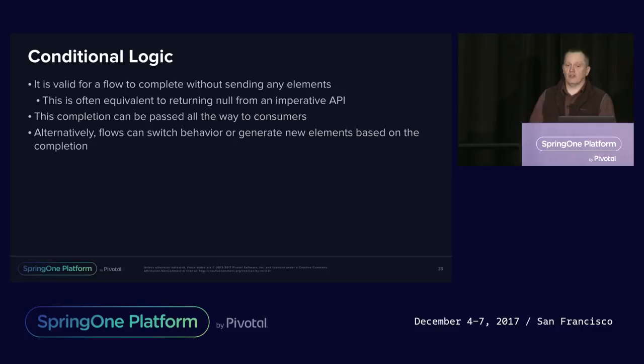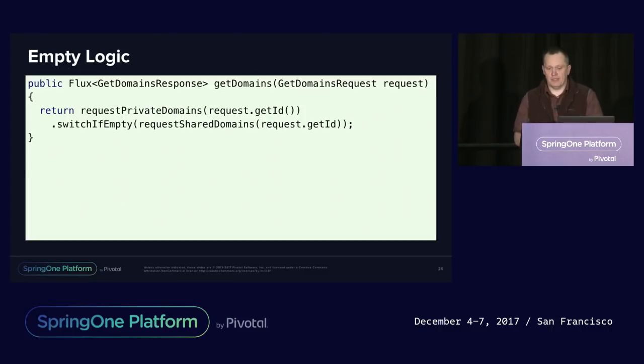We can also do conditional logic based on nothing, in a way. So as Ben was saying, we get back complete messages saying, I have done the thing that you asked me to do. I don't have anything to tell you. I just want you to know I'm done. So it's kind of like returning a null when we're doing imperative logic. Again, we can pass that information down through the flow to whoever's ultimately subscribed to us. Or we can, again, start to switch behavior, do new things with that, generate new outcomes based on that result.